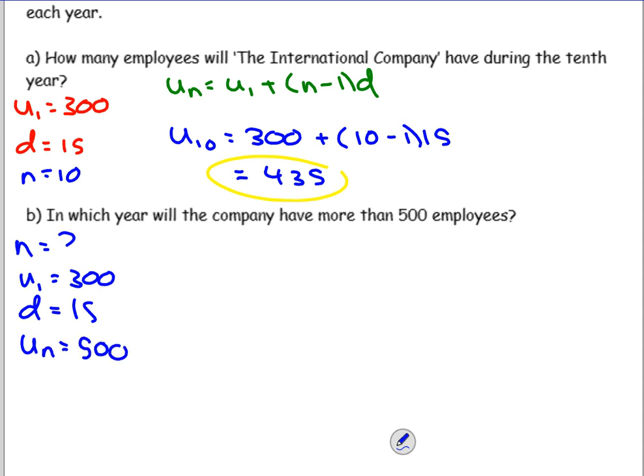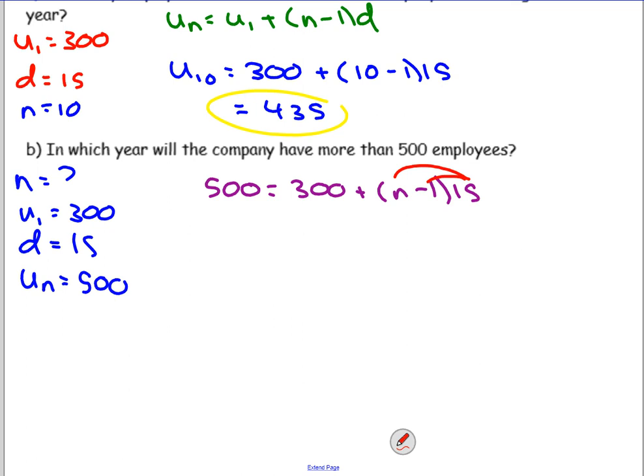And this is not a horrible formula to solve with. It's a reasonably good one. So U of n is 500, U of 1 is 300, we don't know what n is, and we know our d is 15. However you would like to solve that is probably up to you. You might want to expand first. You might want to subtract 300 first. 200 equals 15n minus 15. Feel free to solve it your way.